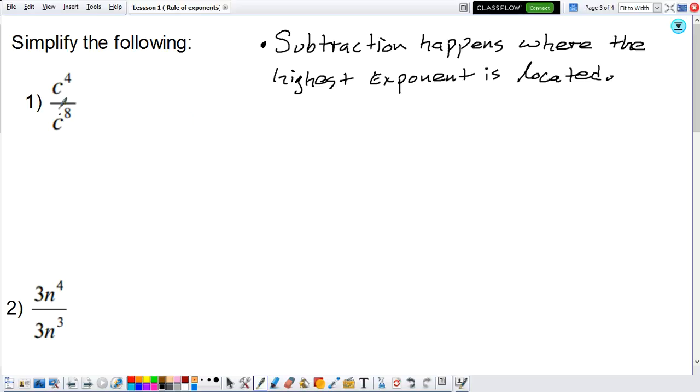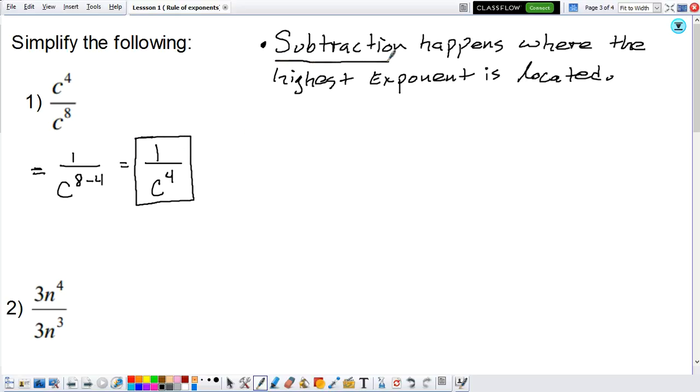So here they have the same base. Yes, you're dividing. Okay, so you know you need to subtract the exponents. But where is the highest exponent? C to the 4 on top, c to the 8 on the bottom. The highest exponent is in the denominator. So that is where the subtraction is going to take place. So you can bring the c to the bottom. So there's a 1 on top. And then you can apply the subtraction. 8 minus 4. And now that becomes 1 over c to the 4. Again, remember that if we're going to be subtracting, that subtraction is going to happen where the highest exponent is located.